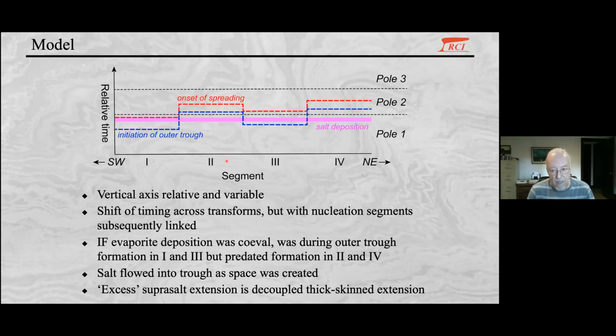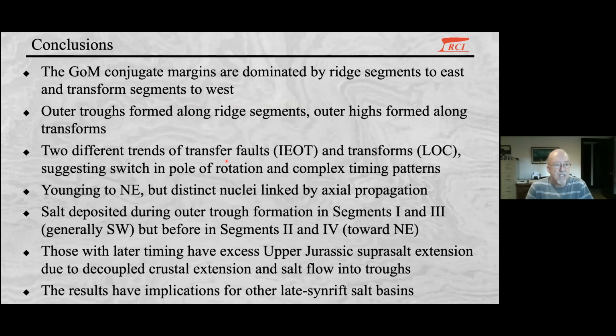Classic salt tectonics. So just to sum up here, what I've tried to show you is the GOM conjugate margins, and you do see this also in the north, are dominated by ridge segments to the east and transform segments to the west. And that means there are more outer troughs to the east and more outer highs to the west, but it's not that simple because of that smaller scale segmentation. And those outer troughs did form along the ridge segments and the highs along the transforms.